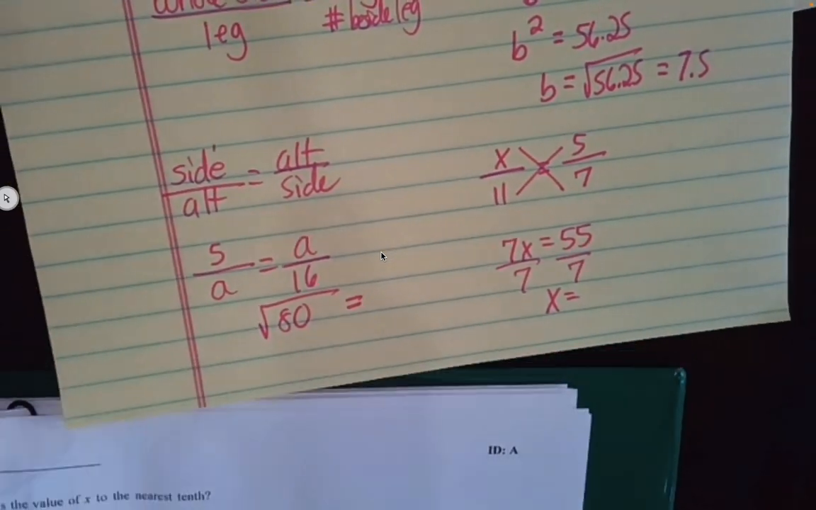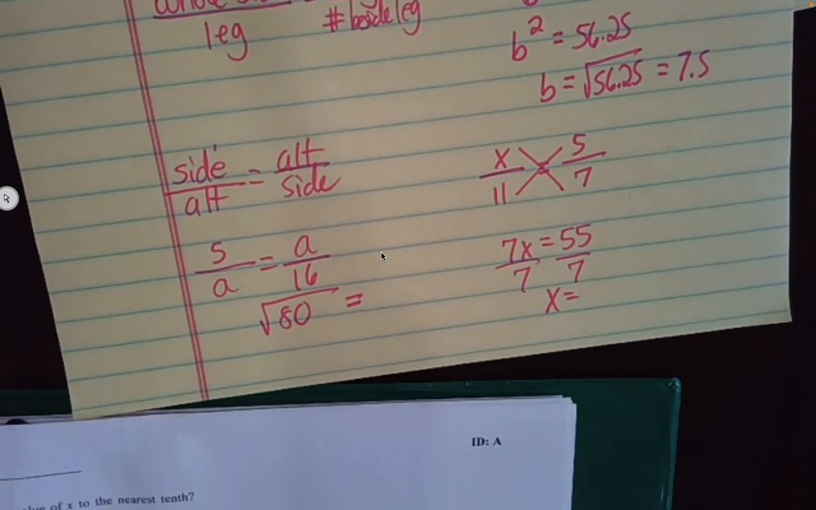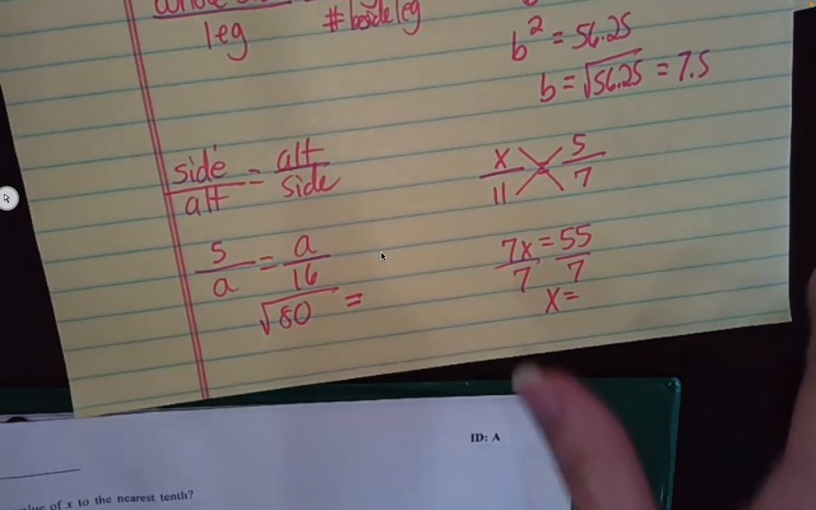28's not on there. What's the answer to 27? 7.9. 7.9 is what I got.